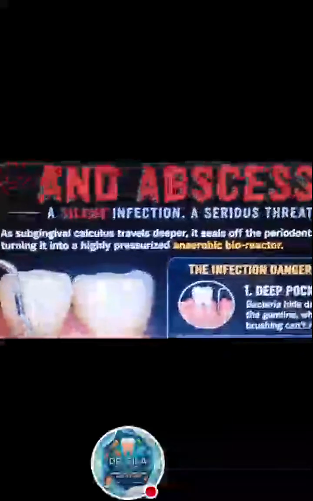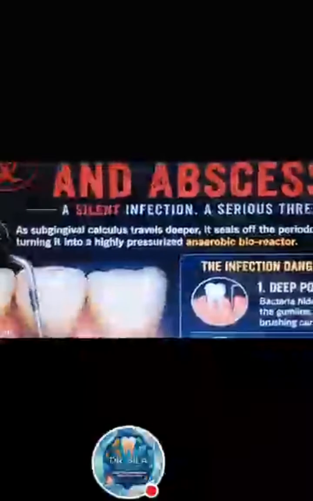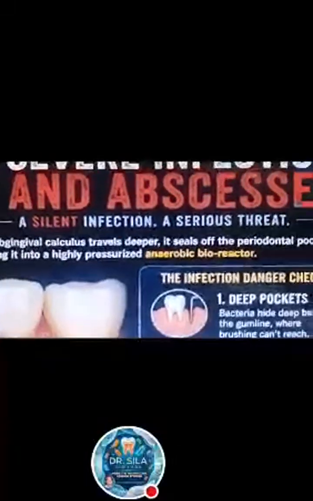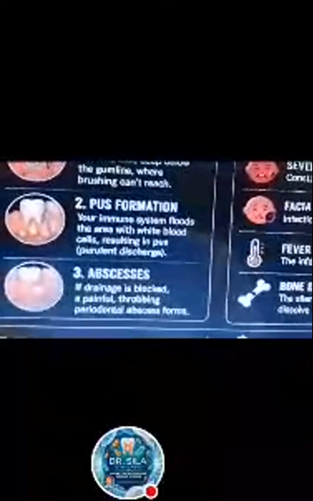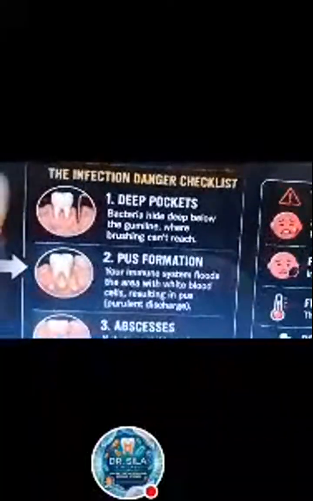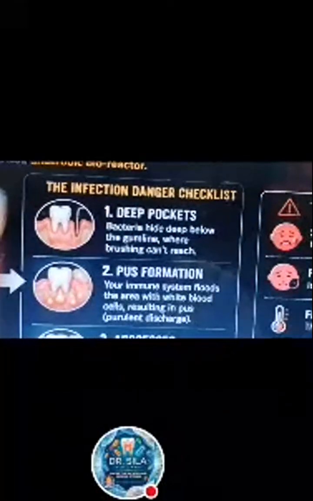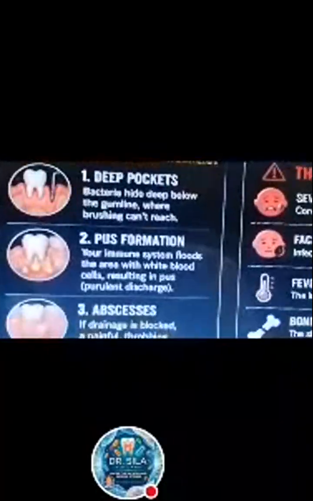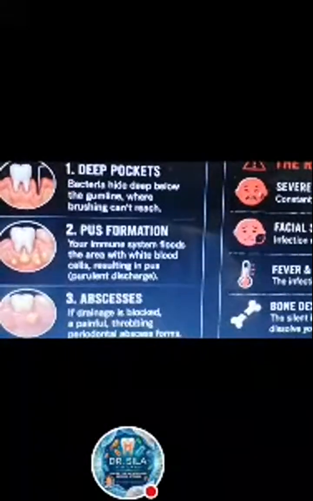A severe, silent infection is a serious threat. As subgingival calculus travels deeper, it seals off the periodontal pocket, turning it into a highly pressurized anaerobic bioreactor. Deep pockets, pus formation, abscess. Bacteria hide deep below the gum line where you cannot reach them through brushing. Pus forms from white blood cells, resulting in a pungent discharge.